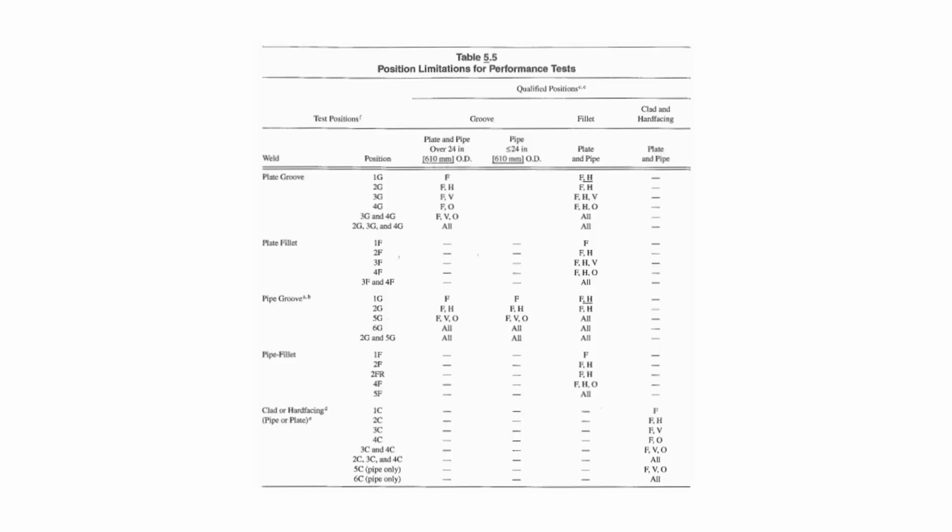We've got the standard tables on position limitations for performance tests. And I'm not going to go through all of this. I'm just giving you an idea of what's in the document and showing you that it's pretty similar to ASME Section 9. And there's a lot of similarities with AWS D1.1 and some of the other AWS welding codes.